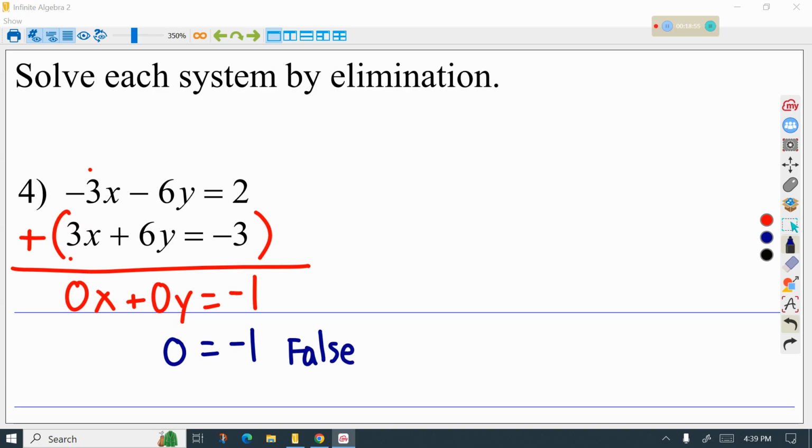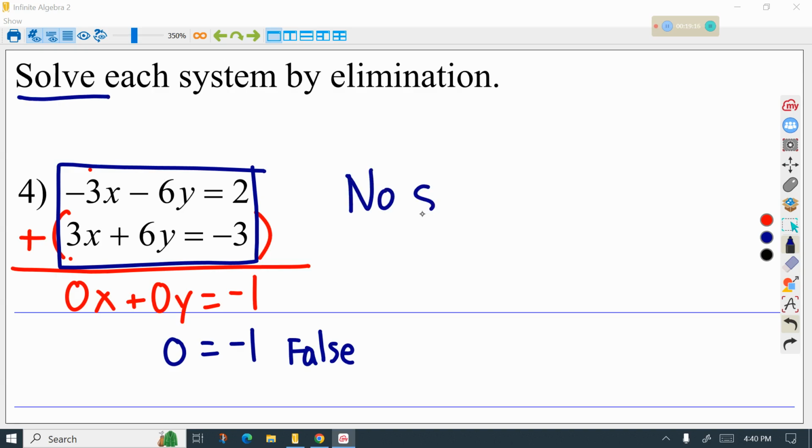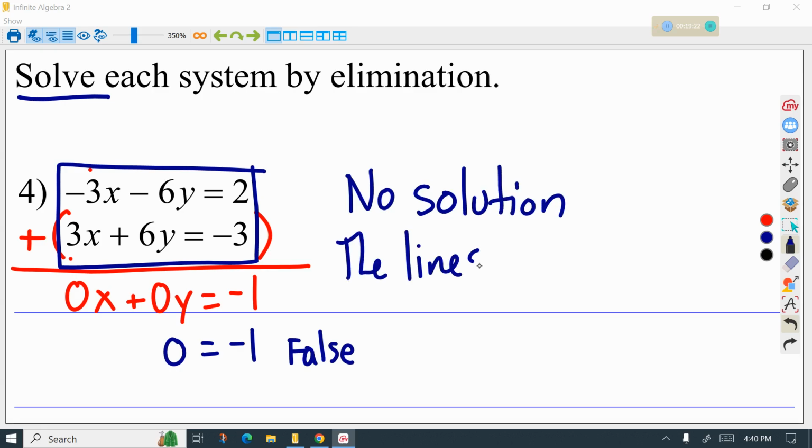Okay, so if we just did a bunch of algebra and ended up with something that's false, that must have been that along the way something was false. Okay, and if all of our steps were right, then that means that what was false was our first step, which was assuming that this system can be solved. Okay, this system has no solution, okay? The lines are parallel, and that's what that means.